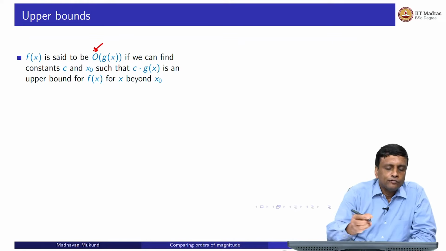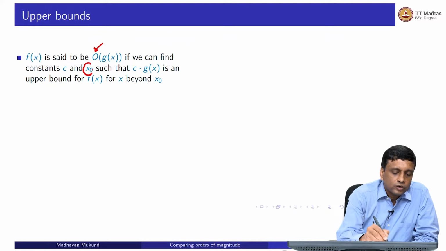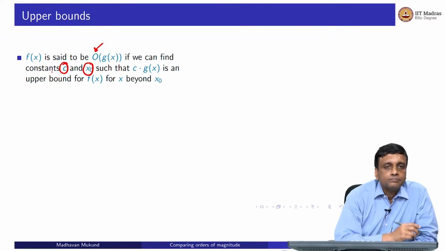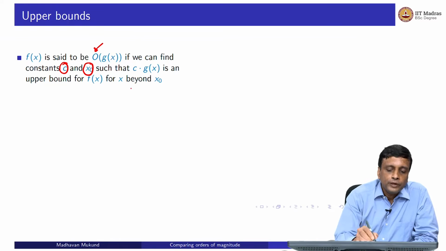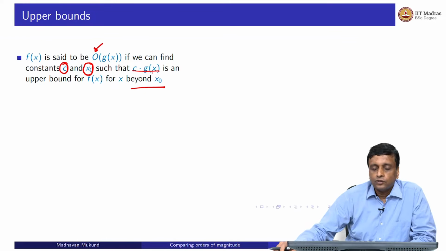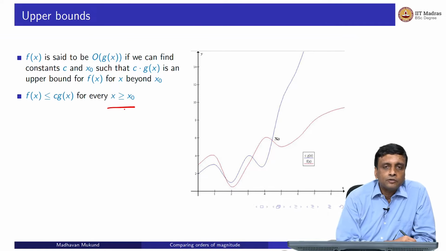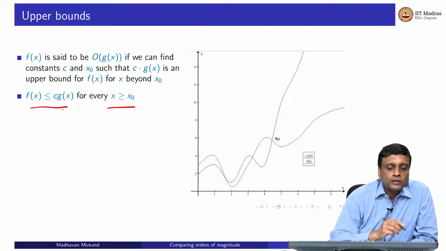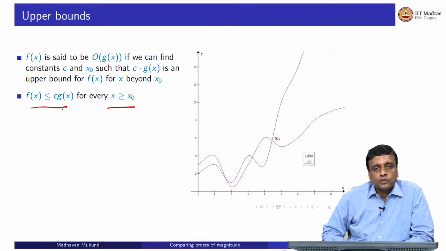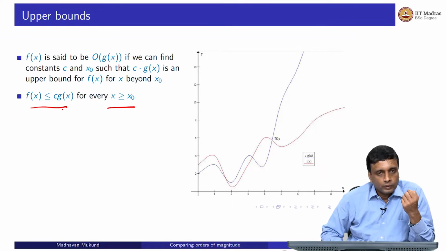So you basically need to find two values. You need to find an x naught and you need to find a c, such that if you go beyond x naught, then f of x is below c times g of x. If you want to write it more mathematically, you say that for every x bigger than or equal to x naught, f of x is smaller than or equal to c times g of x.